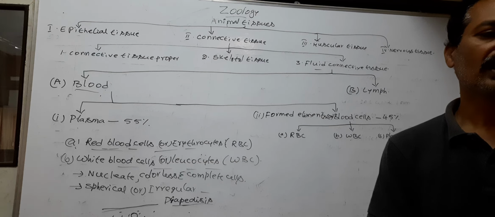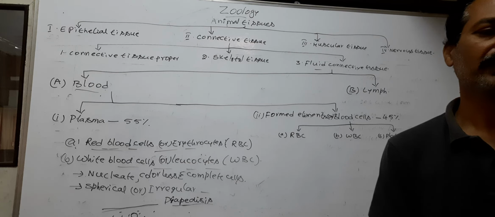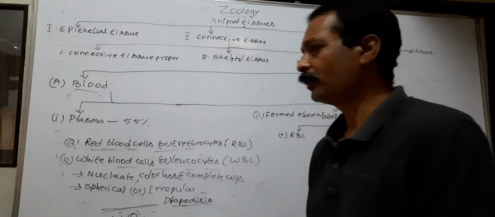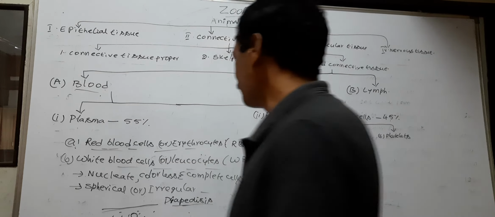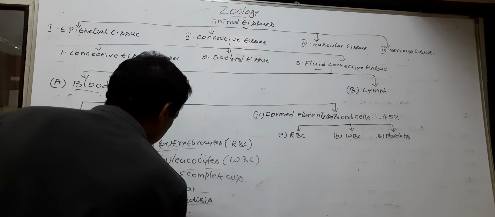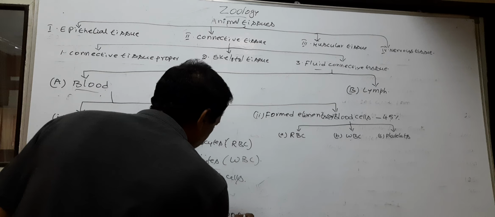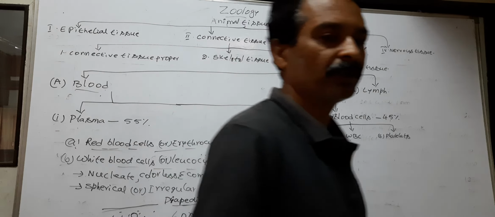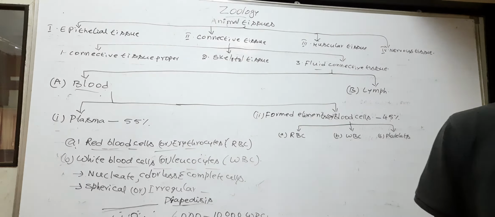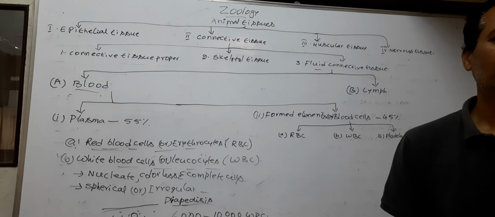Next, the total leukocyte count is 6,000 to 10,000 per cubic millimeter of blood. So, per cubic millimeter of blood contains 6,000 to 10,000 WBC.